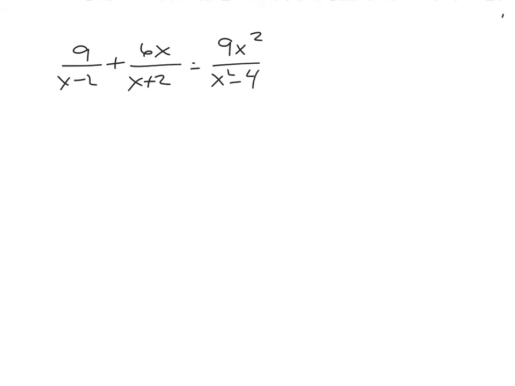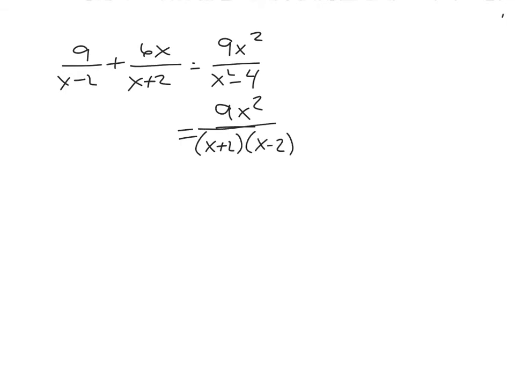9 over x minus 2. And then I've got my plus 6x over x plus 2 is equal to 9x squared over x squared minus 4. Now, once again, we're going to go ahead and do the difference of squares. We have 9x squared over x plus 2, x minus 2.